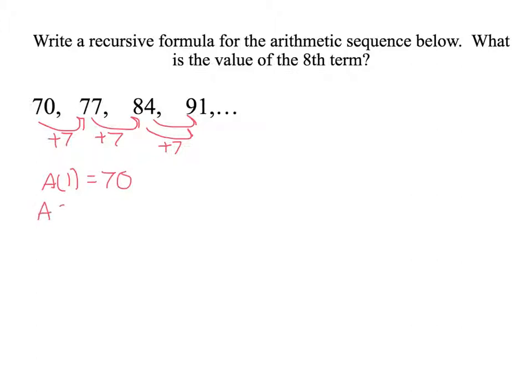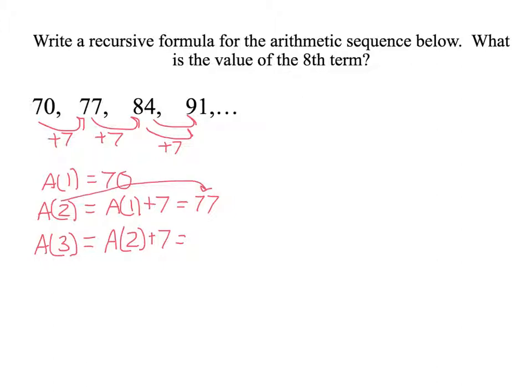Okay, in order to find A2, we need to take A1 and add on the common difference, which was 7. Okay, and we know that equals 77. In order to find A3, that's why it was saying this is just a function of the natural numbers: 1, 2, 3, 4, on and on forever. So to find A3, we need to take the term before that, which was A2, and add on 7. Well, A2 was 77, so 77 plus 7 would be 84.